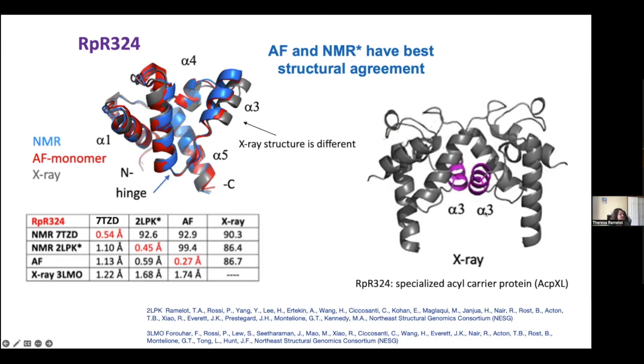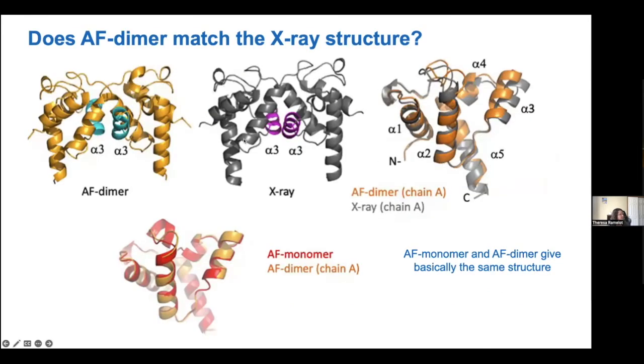So it turns out that in the X-ray structure you now have a slightly bigger hydrophobic cavity than if you had the coordinates that were solved by NMR or AlphaFold. So we wanted to look into this a little bit more to see if the NMR data could give us any idea of what was going on with this. I also wanted to see if AlphaFold dimer could match the X-ray structure. That was a really interesting question that we had.